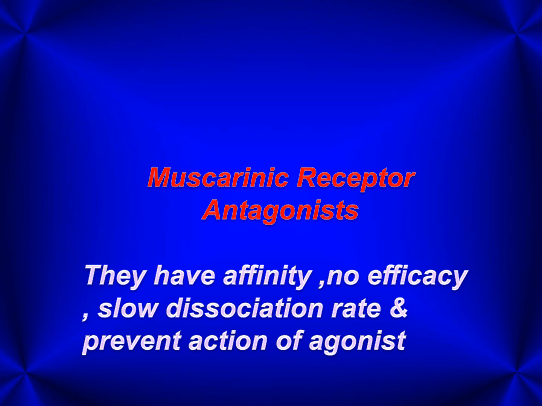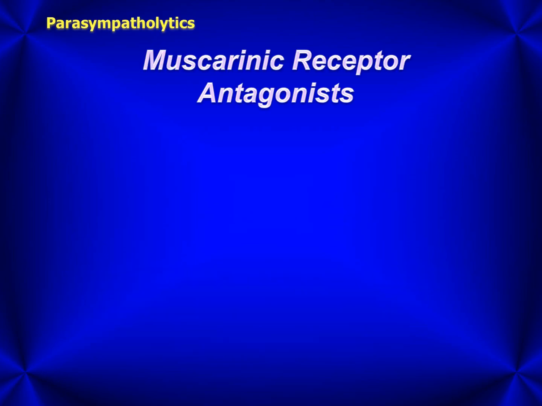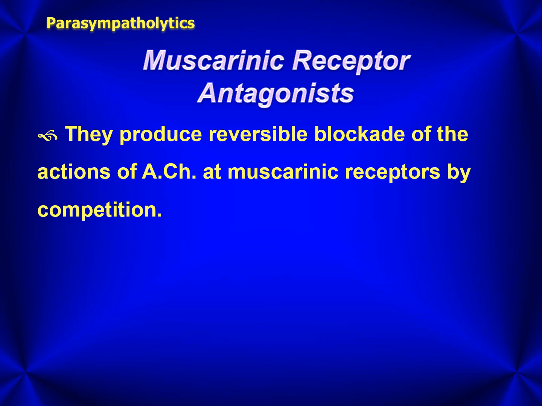Now, what about muscarinic receptor antagonists? They have affinity but no efficacy and slow dissolution, and so they prevent the action of acetylcholine on muscarinic receptors. This is the character of antagonists. These drugs produce reversible blockade of the actions of acetylcholine at muscarinic receptors without affecting synthesis, storage, or release of acetylcholine, and they act by competition. So if acetylcholine is increased, it will antagonize the reaction.